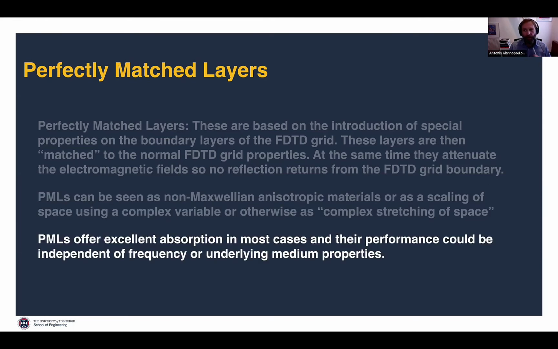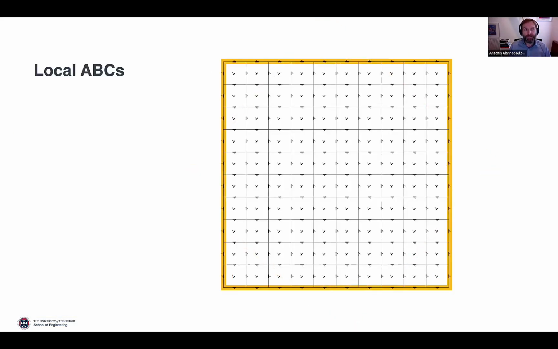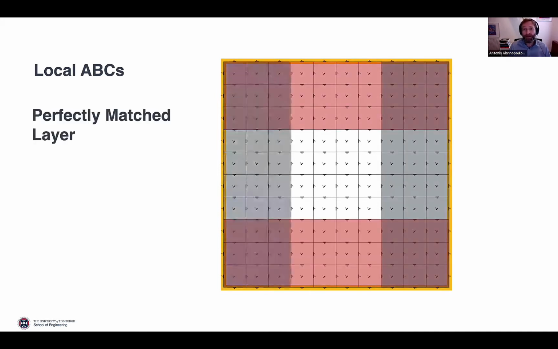So they offer very good performance, a lot better than the previous absorptive boundary conditions, and often for the simple case it is independent of frequency as well as the surrounding medium properties, which is really a very good thing to have. Now, here is what you see for the local ABCs, the prediction of the boundary values when the model was finishing. And here is what will happen when you have the perfectly matched layers.